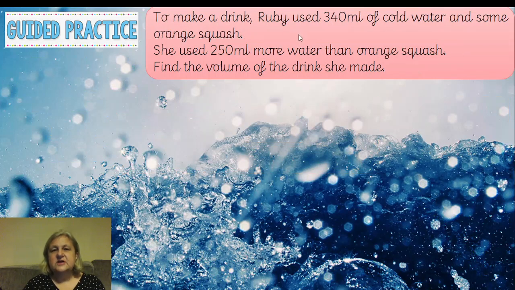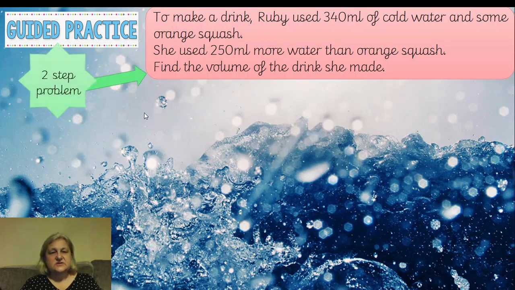To make a drink, Ruby used 340 millilitres of cold water and some orange squash. She used 250 more water than orange squash. So for this one, you can write this down in your book. Find the volume of the drink she made, and again it's a two-step problem because we've got the water, we need to find out the orange squash, and then the final one is actually asking you for the whole of the drink. Okay, so that's a mix of the orange squash plus the water.